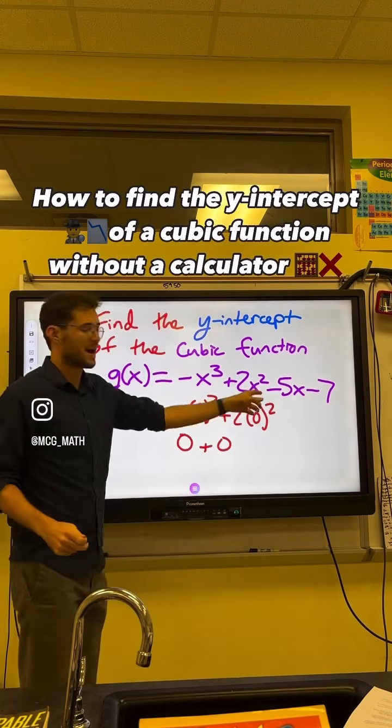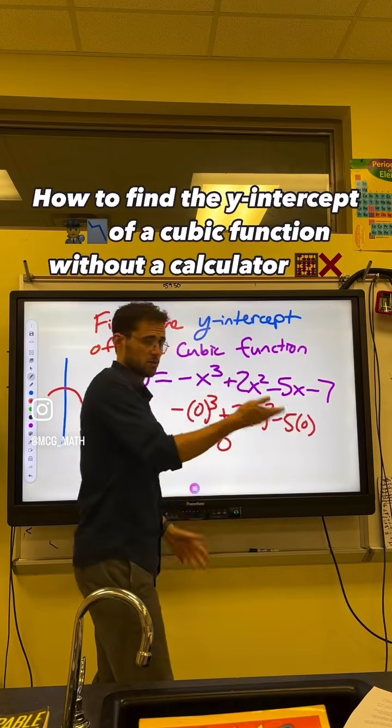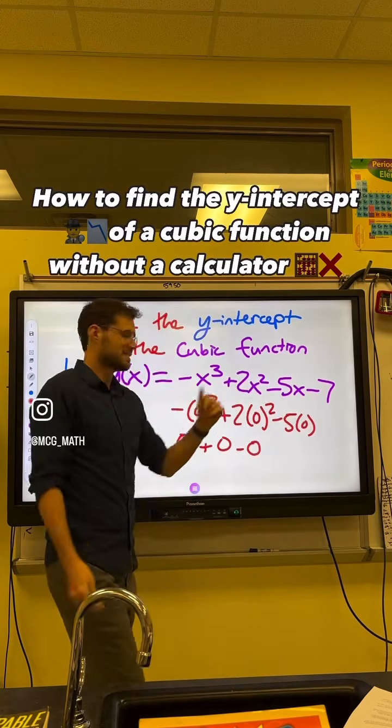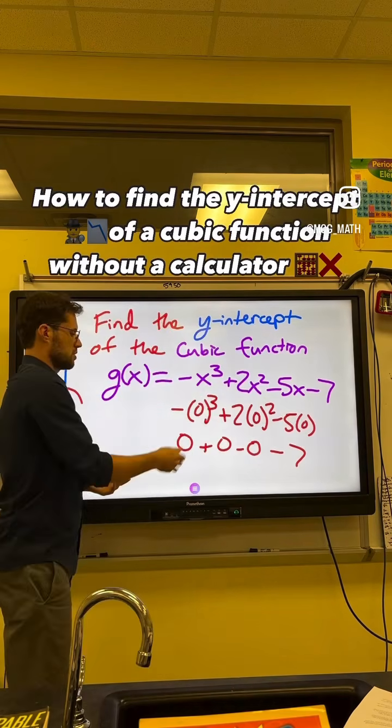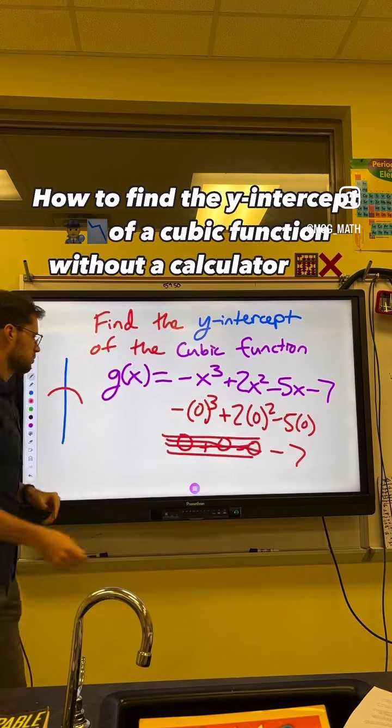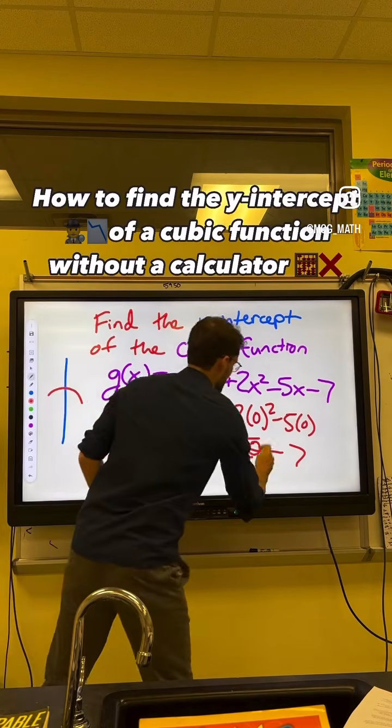0 plus 0. Minus 5 times 0. 5 times 0 is 0, so that's minus 0. Minus 7. So 0 plus 0 minus 0 is still 0. That doesn't really matter. And then all we're left with is g of x equals negative 7.